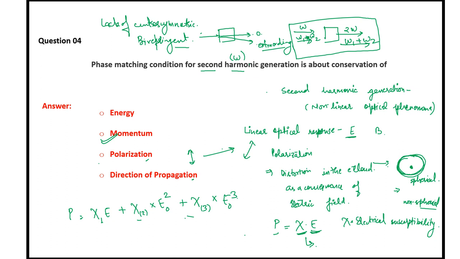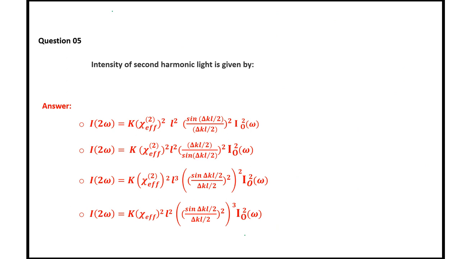Okay, so we'll proceed to the next question. The next question is question number 5. Question number 5 says that the intensity of the second harmonic light is given by, first of all, the second harmonic light, on what factors does it depend? So we can say that one of the important factors is the intensity of the incident light, and the other factor is the magnitude of the second order electric susceptibility, not magnetic susceptibility.